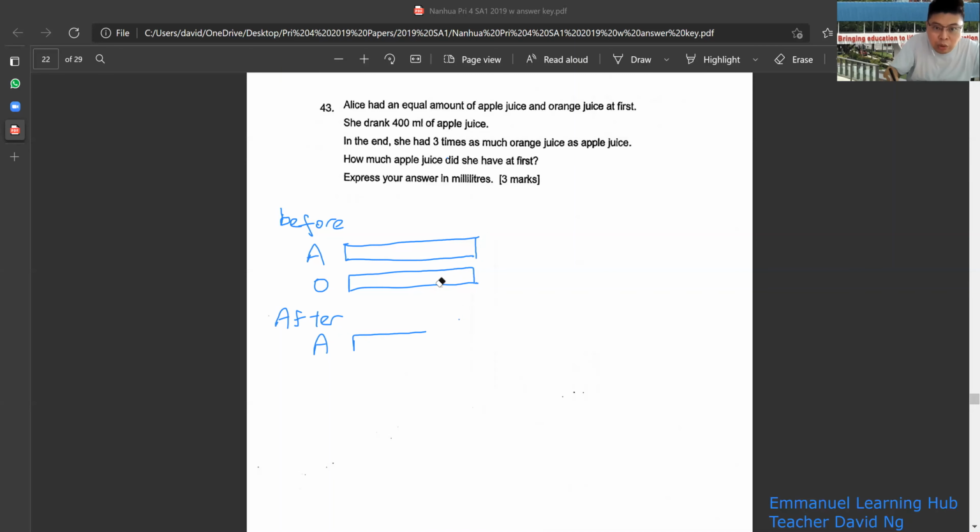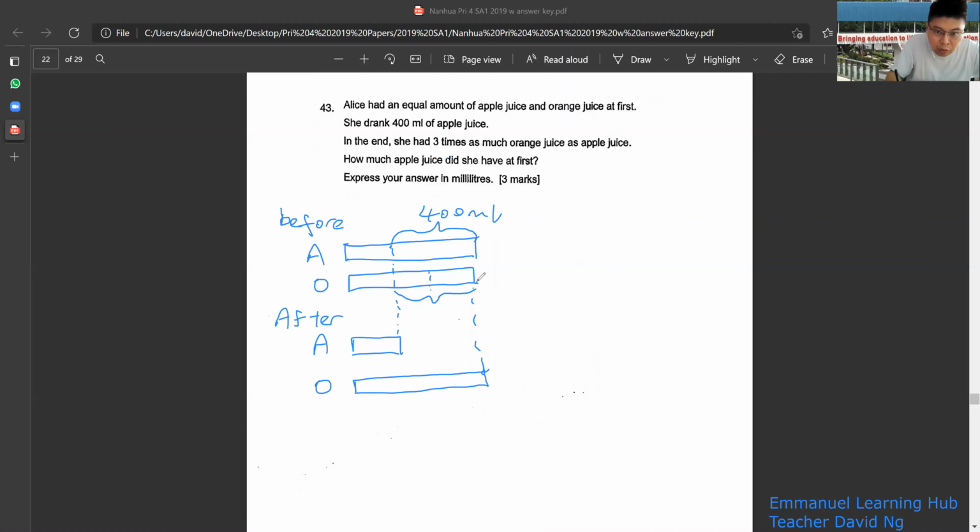Okay. So you need to draw this model here, right? To be 1/3 of the orange juice. Oh, you understand? In the end, she had 3 times as much orange juice as the apple juice. Did she consume any orange juice? No, right? So orange, you can draw same length. Then how much apple did she drink? 400 ml.